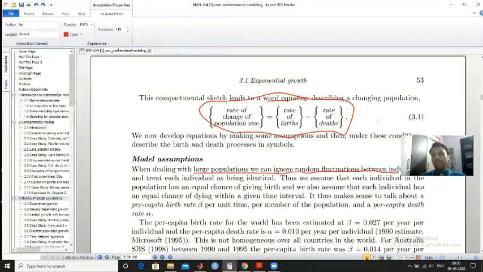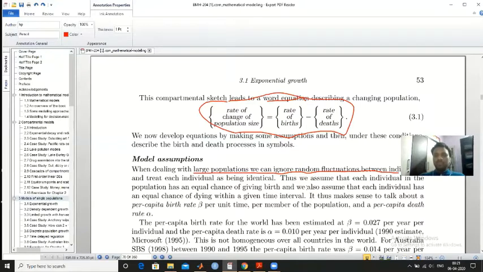Actually, there are two types of modeling. One is known as deterministic modeling, and the other one is stochastic. This type of modeling comes under deterministic modeling, because we are assuming that the population is very large. If the population is very large, then we can treat each individual in the same manner, meaning each individual's births and deaths in that population are the same.